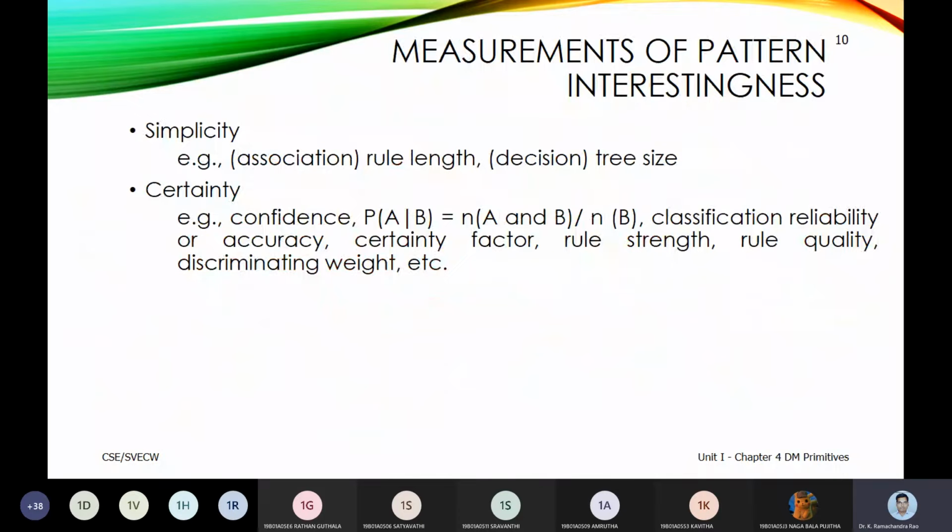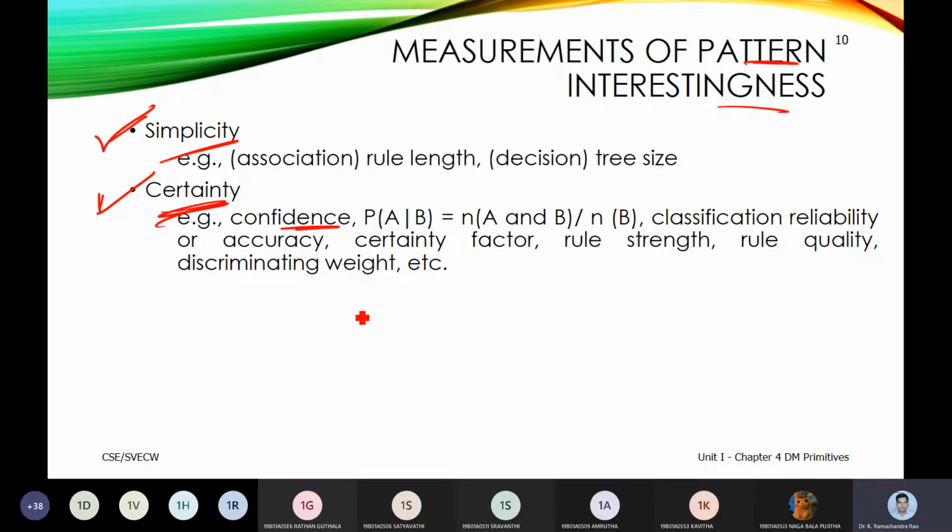Now, how we are going to predict the content, or how we are going to make the pattern interesting, we call that the pattern interestingness. So pattern interestingness deals with two words. One, we are going to call it simplicity. Two, we are going to call it certainty. So when we talk about certainty, we are going to call it confidence.